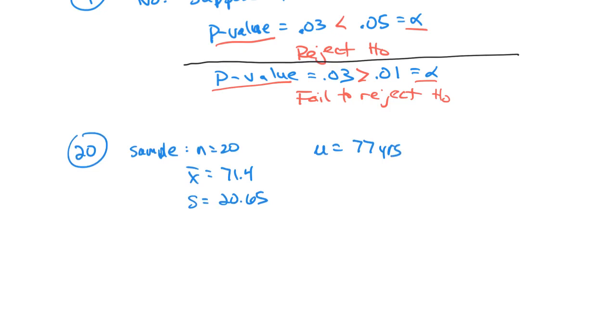Now notice what they don't give us. Unlike section 8.1, they did not give us sigma. We don't know anything about sigma this time. It's a bad drawing of sigma, but remember that Greek letter that looks like that. Anyway, they didn't give that to us. So instead of the population standard deviation, which we don't know, we're going to use the sample standard deviation.